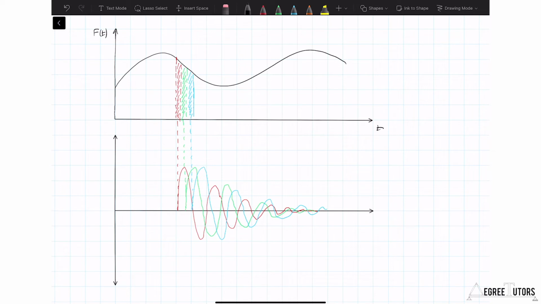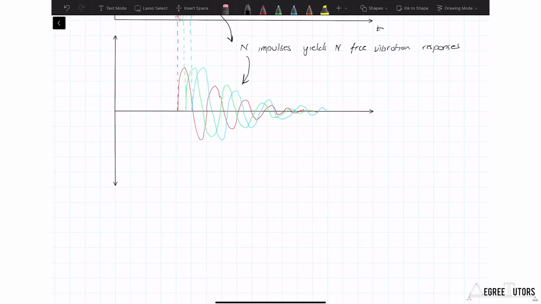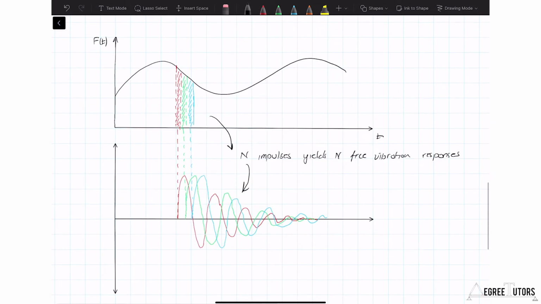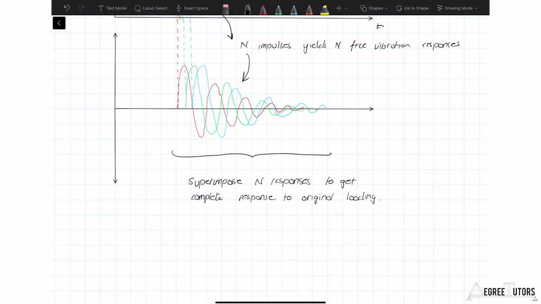So what we're basically saying here is that n impulses yields n free vibration responses. So we go from the impulses down to the responses. And then all we have to do is superimpose, add up each of these individual responses to come up with the overall response that this original loading would produce. So that's that in a nutshell. That's the idea. There's nothing more to it than that. So we'll just say here we superimpose n responses to get the complete response to the original loading. Okay, and that's it.